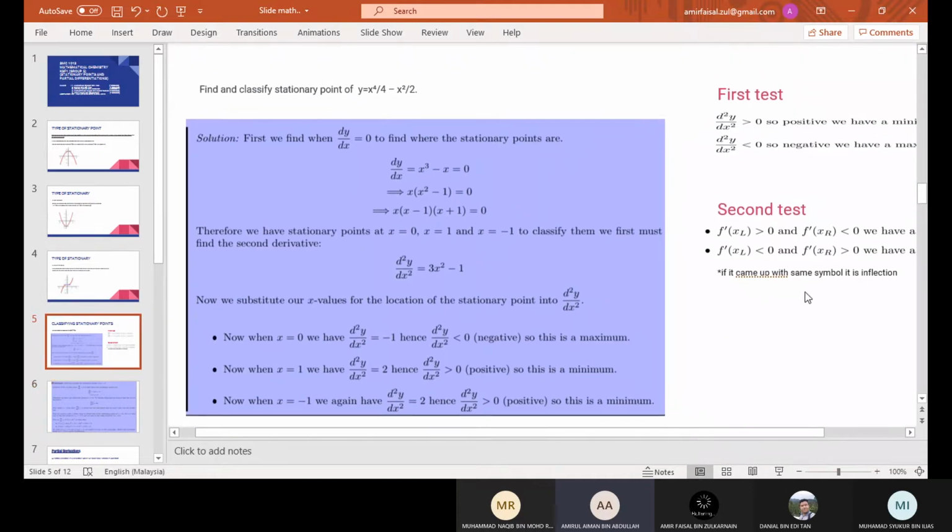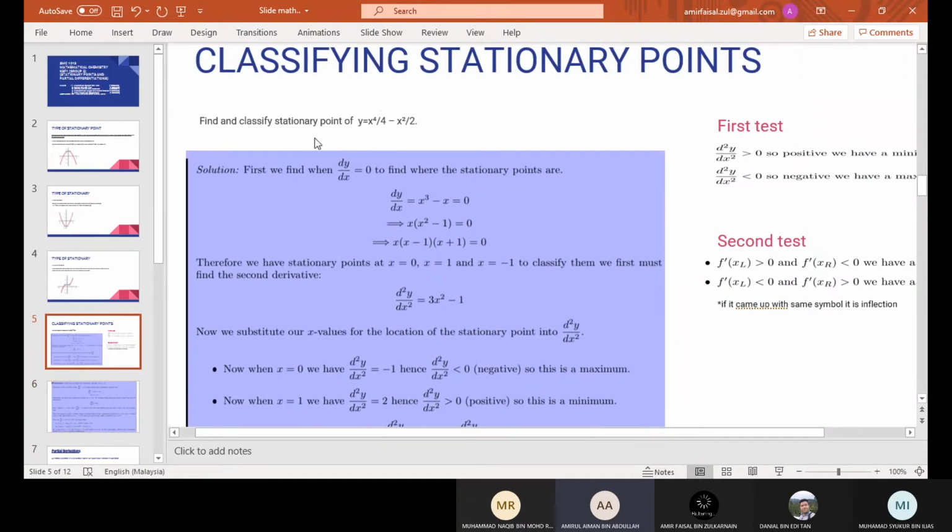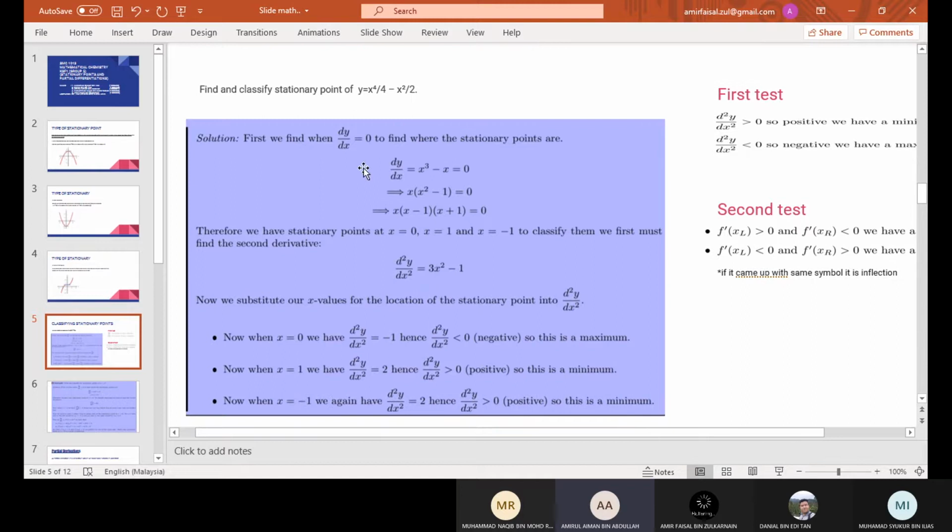So kita akan terus tengok kepada contoh untuk first test ni. Soalan dia, classify stationary point of y sama dengan x kuasa 4/4 tolak x kuasa 2/2. First kita buat derivative dia dulu, akan dapat x kuasa 3 tolak x. Kita kembangkan, kita akan cari nilai x tu. Kita dapat nilai x tu sama dengan 0, 1 dan negatif 1. Dia ada 3 nilai kat situ. Kita boleh pakai first test sebab dia bukan nilai sama dengan 0 sahaja.